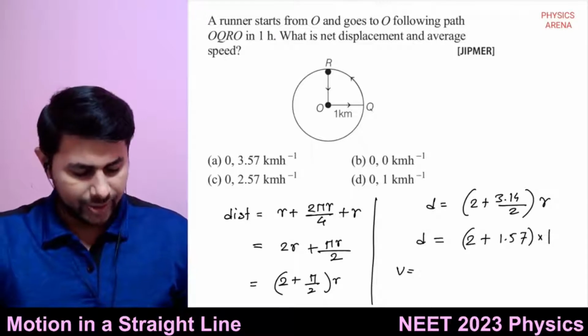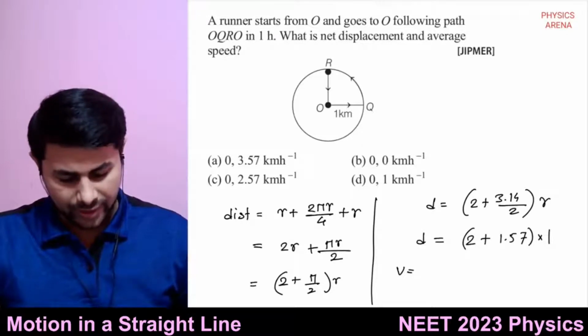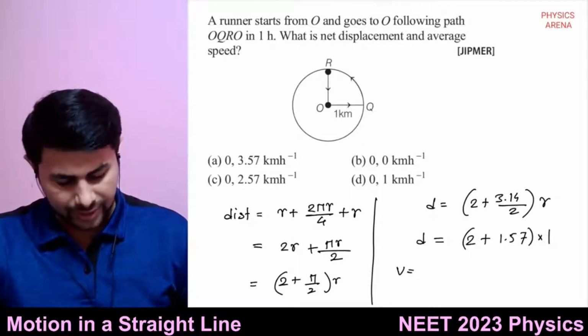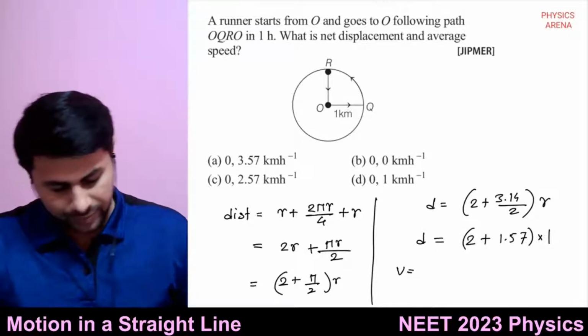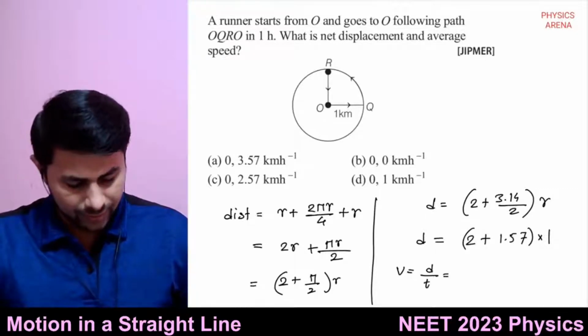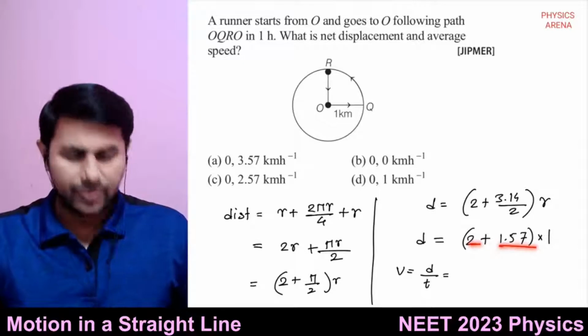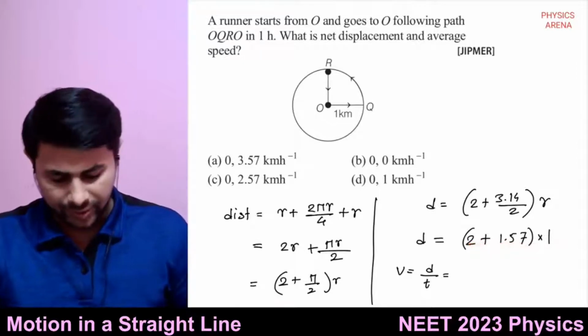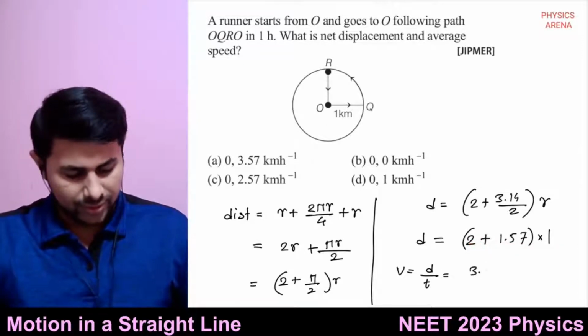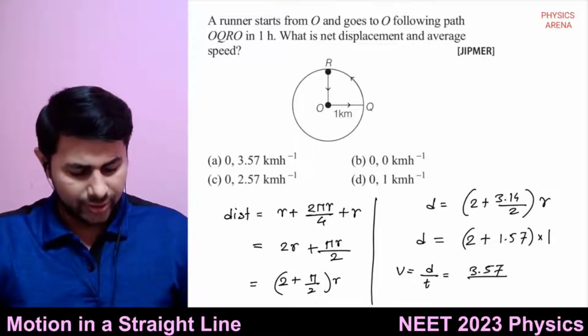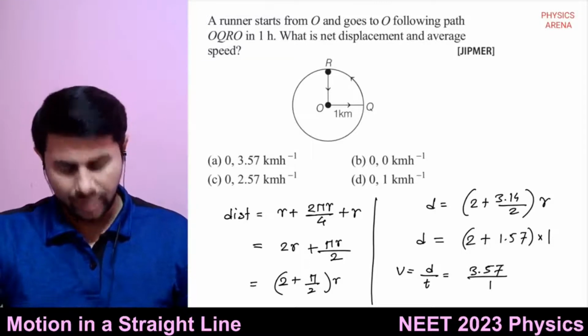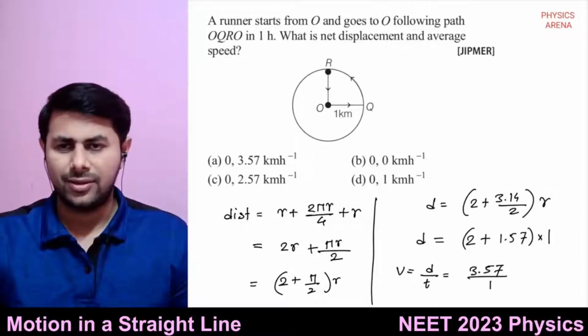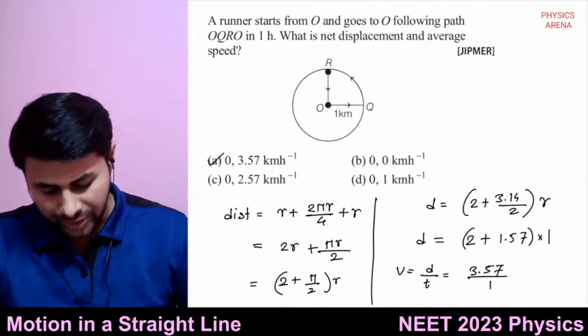And what will be speed? Average speed is distance covered upon time. So d by t. So it is 2 plus 1.57, that is 3.57. So 3.57 upon 1, right? So 3.57 is the answer. So this was a simple question.